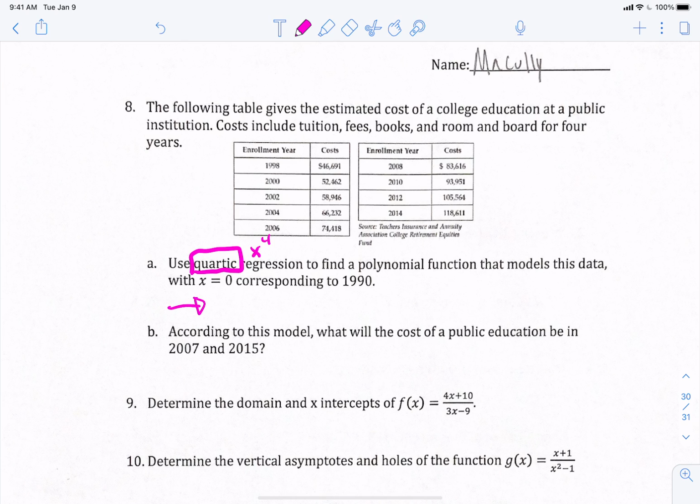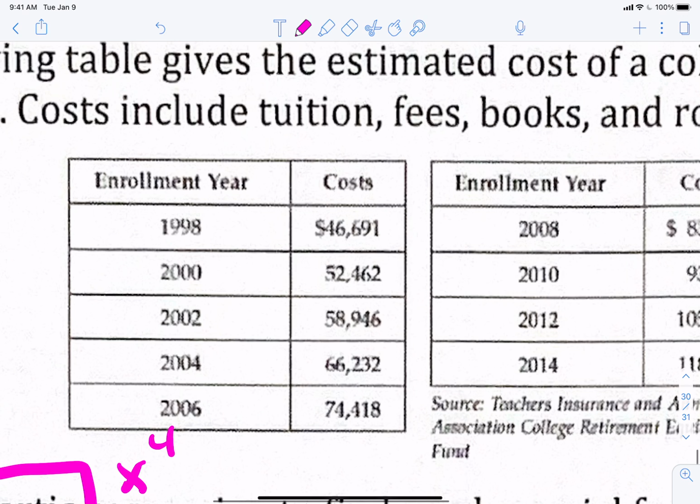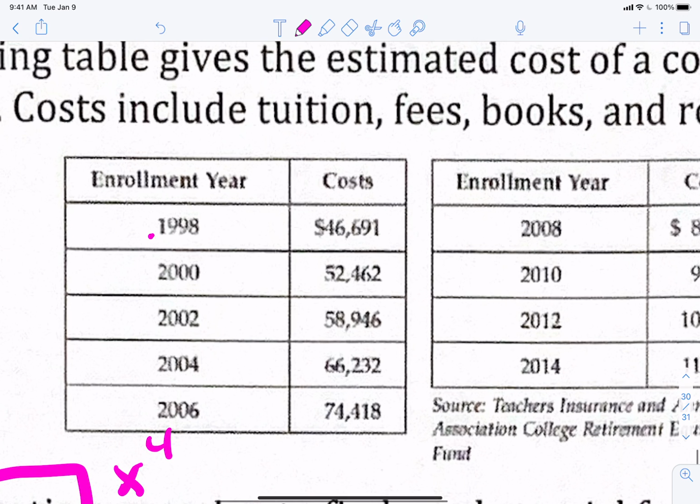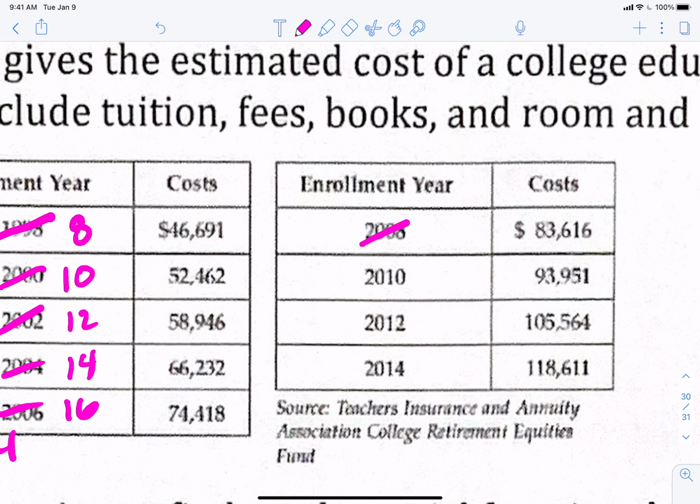They're asking for the equation here. It's going to be something x to the 4th power, blah, blah, all the way through. X equals 0 corresponds to 1990. So, I'm going to say x equals 0 corresponds to 1990. What would 1998 be? 8. So, in your x's, you're going to put 8. What would 2000 be? 10, 12, 14, 16, and 2008 would be 18. This guy is 20, 22, 24.